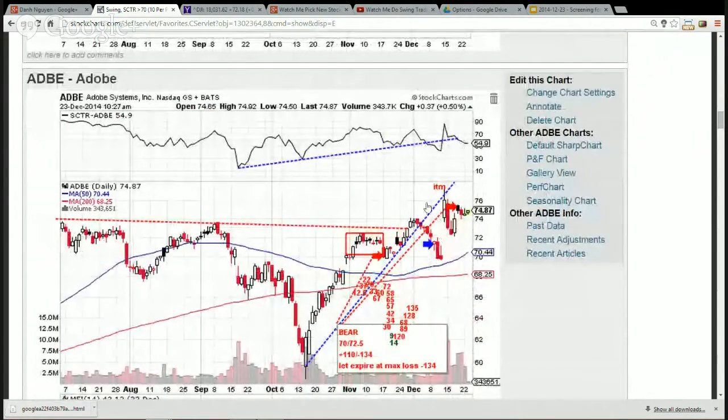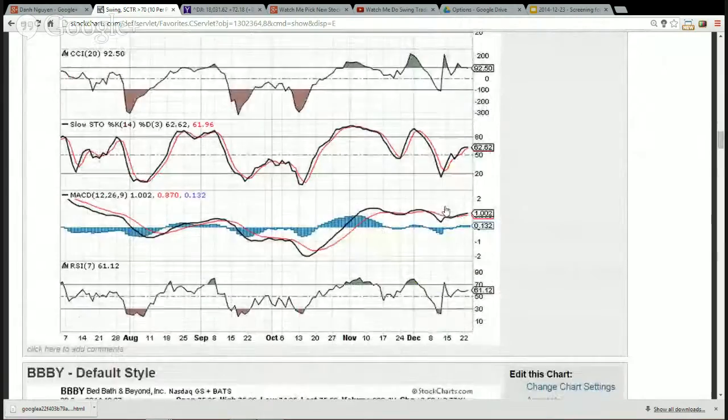Adobe is also not very popular. It's not above 70. It's kind of breaking the trend. It's trying to come down. So I wouldn't go bullish on this one. So we skip.